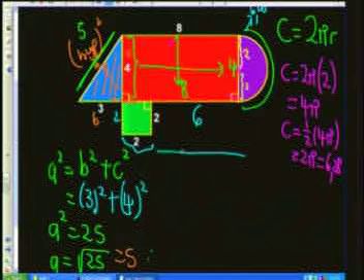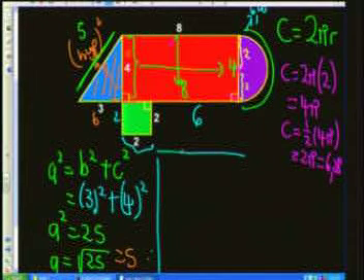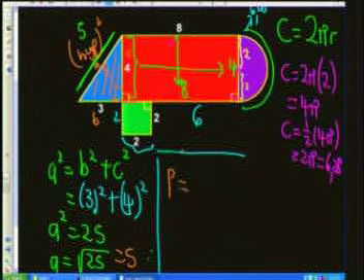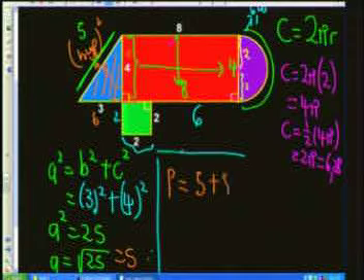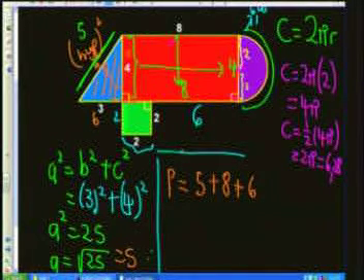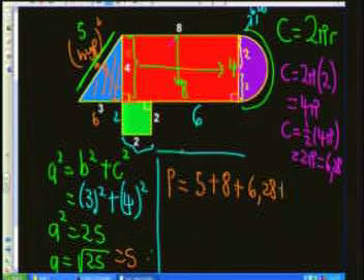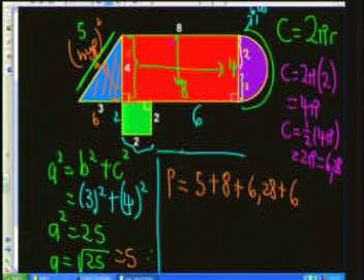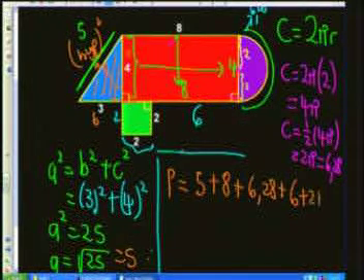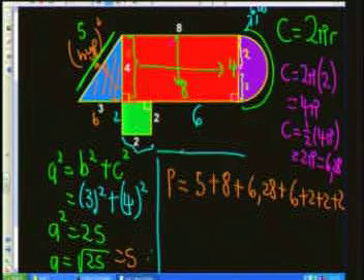So let's do that quickly here. I'm going to put a line in here. We're going to say the perimeter is equal to 5, which we calculated using the theorem of Pythagoras, plus 8, plus 6.28, plus 6, which is at the bottom here, plus 2, 4, 6, or we can say 2 plus 2 plus 2, and then plus 3.